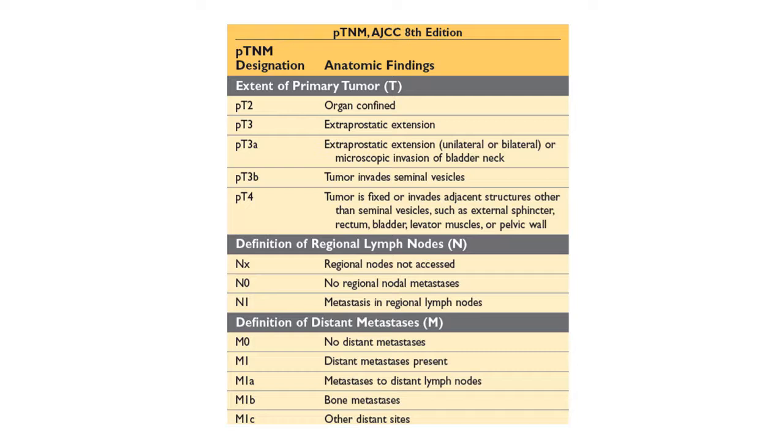The status of the regional lymph node, when it is not accessible, is staged as NX. When no node metastasis is present, it is N0, and N1 when metastasis in the regional lymph node is present. The metastasis is staged as M0 when there is no distant metastasis, and M1 when distant metastasis is present. It is sub-staged as M1a when metastasis is present in distant lymph node, M1b when bone metastasis is present, or M1c when the metastasis is present in other sites besides these.